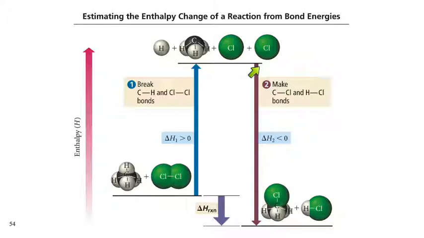Then we're going to make some bonds. And that's going to be a negative change. It's going to be releasing energy. So we're going to have a bond forming between chlorine and this loose hydrogen. And we're going to have a bond forming between the other chlorine and the carbon on this thing. And so we're going to have 2 bonds forming. So you have positive numbers for the bonds being broken and negative numbers for the bonds being formed, and you put them all together, and that gives you an estimate of the heat of reaction.